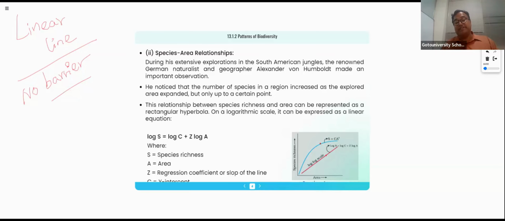This rectangular hyperbola indicates barriers are there, quite a number of barriers. It might be a temperature barrier, or a competitor barrier. I am drawing a specific line indicating that this line is a barrier line. So the barrier line indicates the species population is going to a massive level, right?